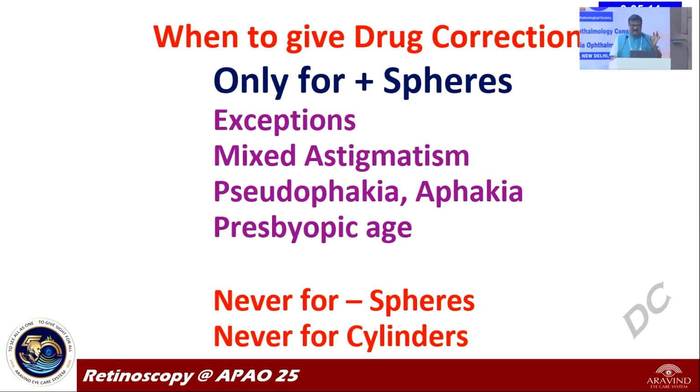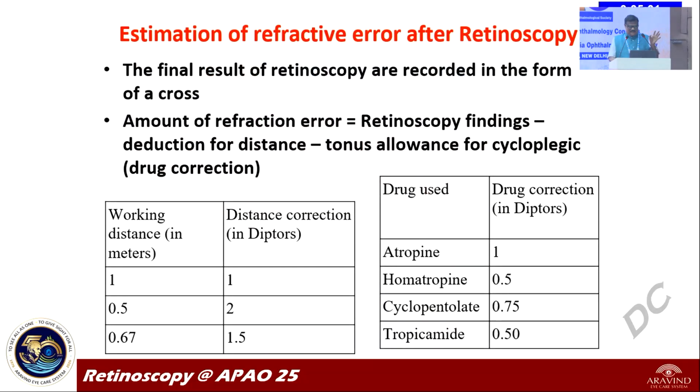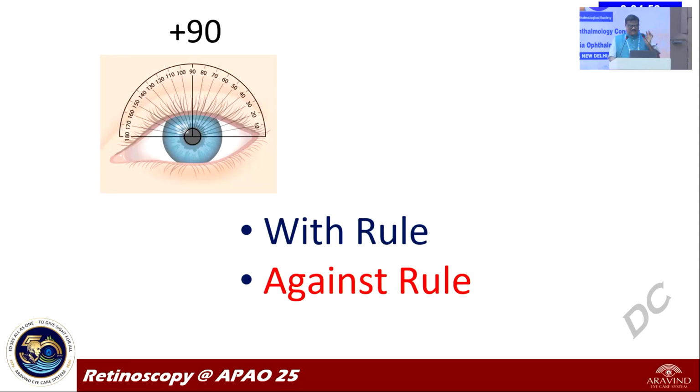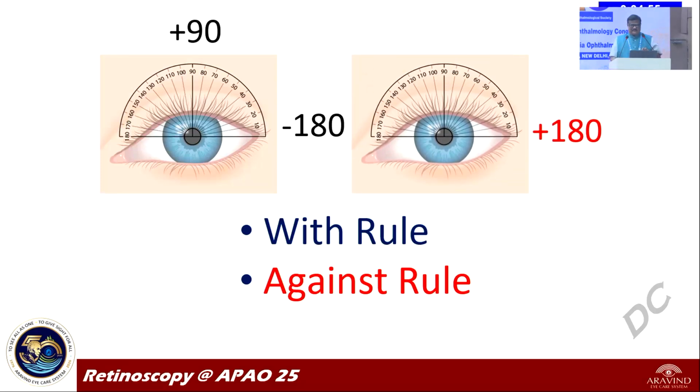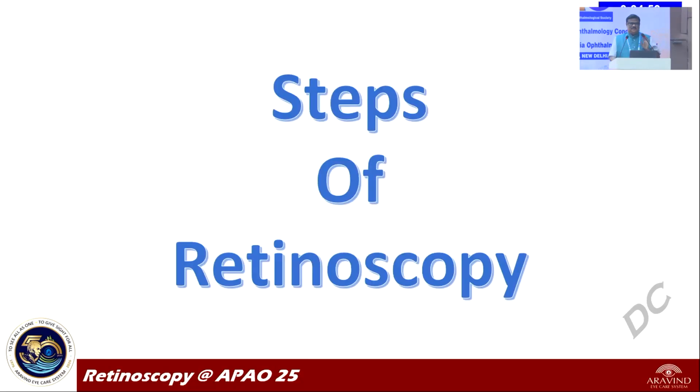Drug correction you give for only spheres. Exceptions are mixed astigmatism, pseudophakia, aphakia, and presbyopia. Wherever there is no accommodation, we don't give at all. Never give for minus spheres or cylinders. Now I will come to this: again minus at 180 and plus at 90 is with the rule. Opposite is against the rule. These are the basic things.